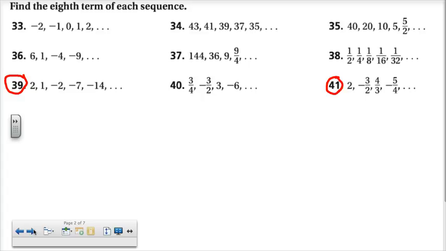So let's check that. 2 minus 1 would give you 1. And then 1 minus 3 would give you -2. -2 minus 5 gets you -7, and then -7 minus 7 is -14. And we can see what they're doing is they are subtracting the odds there.